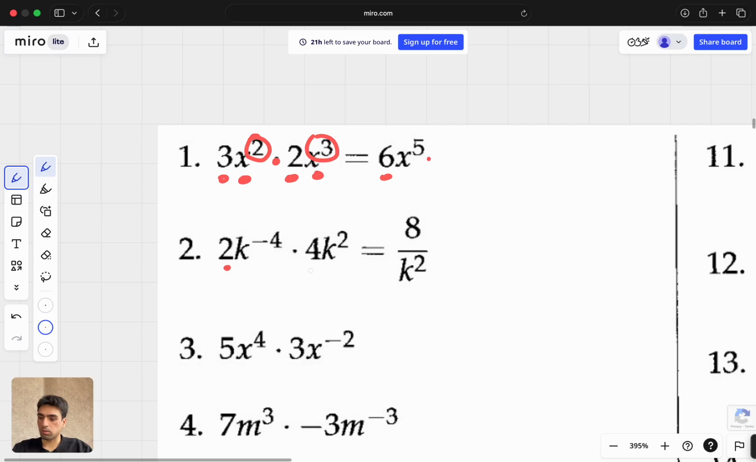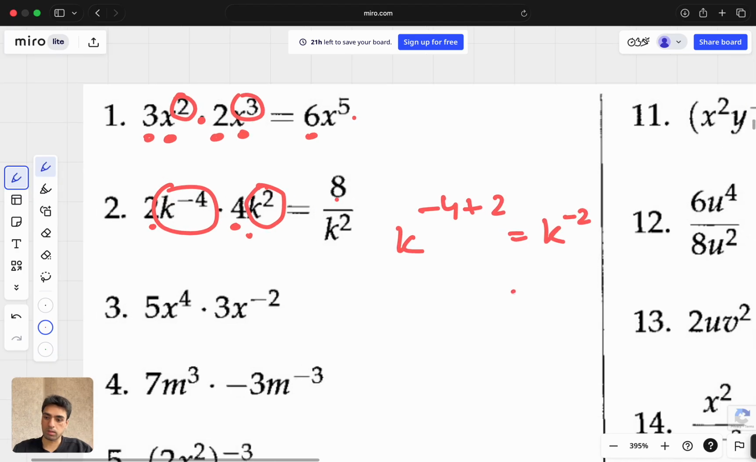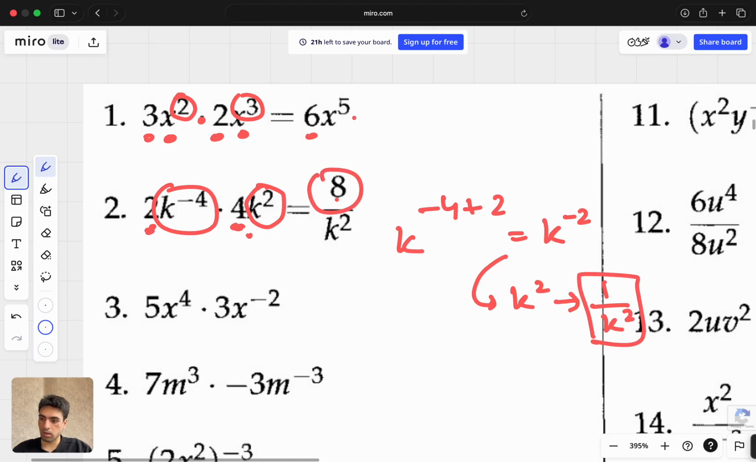So with this one, it's 2 times 4, which is 8. And then k to the power of negative 4 and k to the power of 2. We just add them because the bases are being multiplied. So it's minus 4 plus 2, which is k to the power of negative 2, which another way to write this is k squared. You change it to k squared, and then you divide by 1, like 1 over that. So 1 over k squared, right? So we get 2 times 4 is 8, and then 1 over k squared, which is why it comes down.